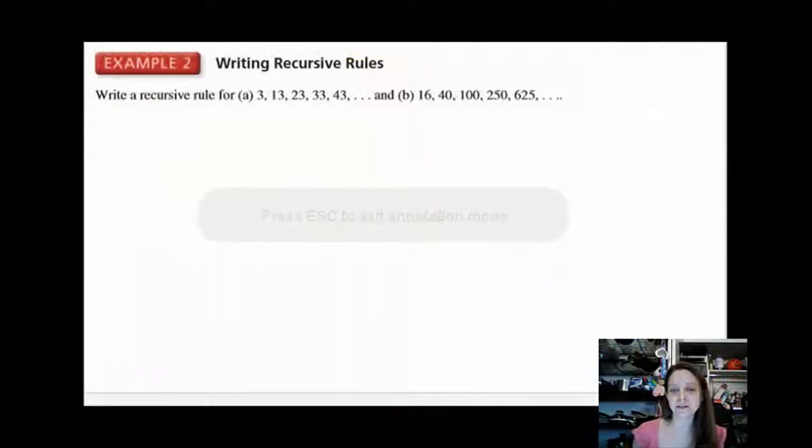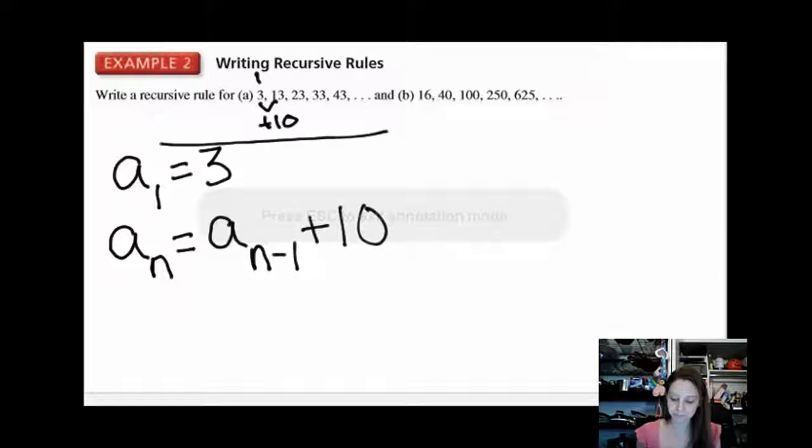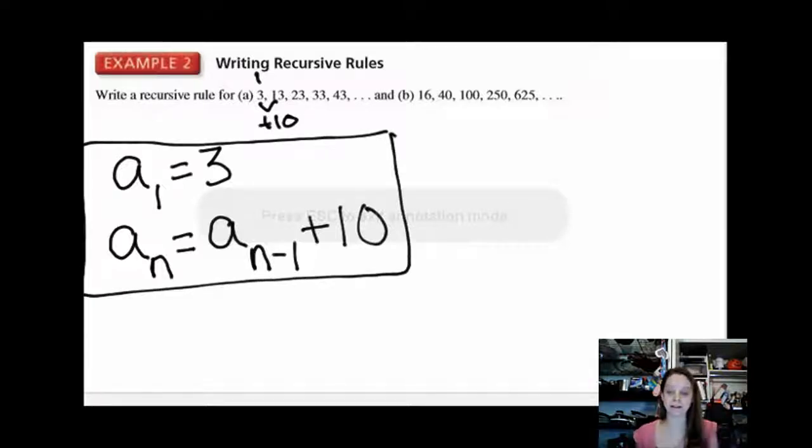Example 2, writing recursive rules. Write a recursive rule for, and we begin, this is an arithmetic sequence. It is adding by 10. So that is the common difference. In a recursive rule, we need an initial term. So I'll say that a sub 1 equals 3. We assume the first term is 1 unless told otherwise that it's 0. We're not told that here, so we're going to say a sub 1 is 3. And then the rule is a sub n equals, so for any term, you take the term before it, a sub n minus 1, and add 10.